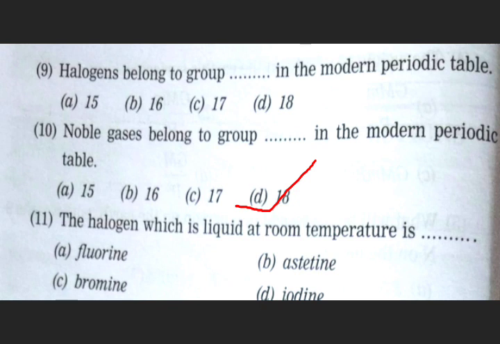Now the last question is, which halogen is liquid at room temperature? This type of question may be asked in the exam, students, so the correct option is option C, that is bromine. The halogen which is in liquid form at room temperature is bromine. So here we have covered all the important questions from the modern periodic table, that is the periodic classification of the elements.